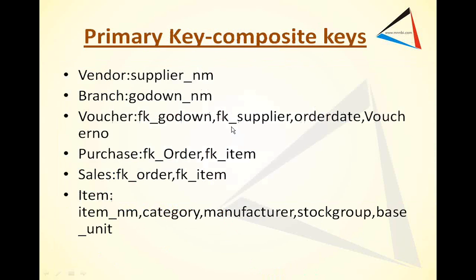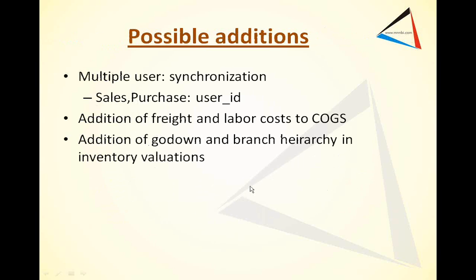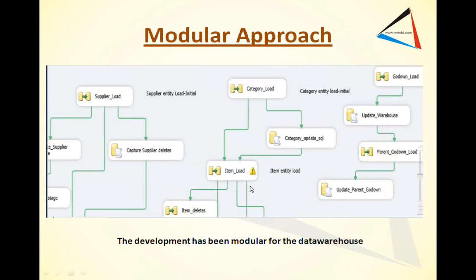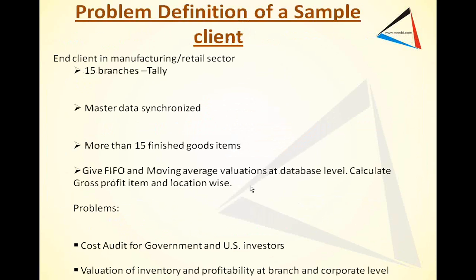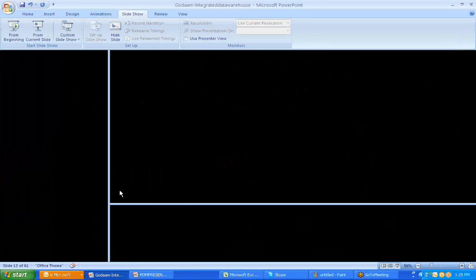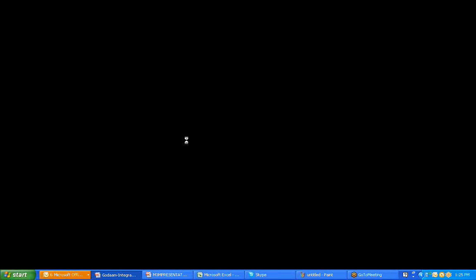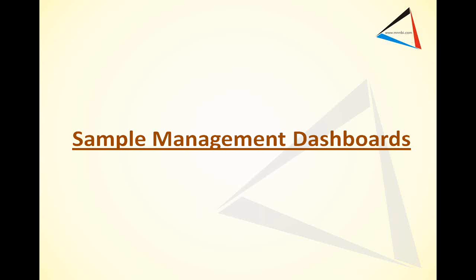Also we have the purchase and sales. These are the composite keys. So these are the inventory valuations for perpetual, FIFO, and LIFO. We have periodic moving average on a daily basis because many times the sources do not have a timestamp. These are the complications which are addressed with regards to Tally. So we skip all of them and go straight to the advanced analytics module with regards to inventory management.